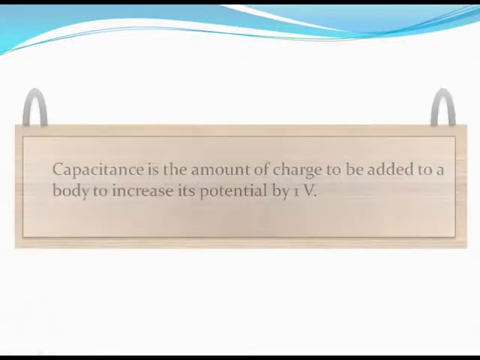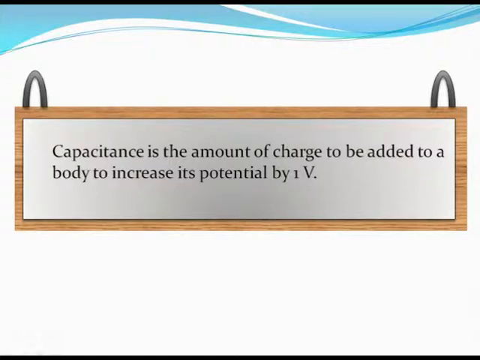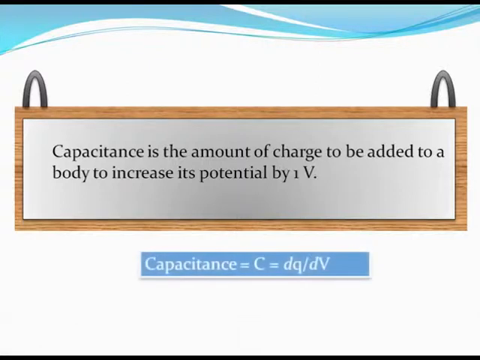And that is where the term capacitance comes in. Capacitance is the amount of charge to be added to a body to increase its potential by 1 volt. So if you take any body in the world, capacitance basically refers to the amount of charge that must be added to that body to increase its potential by 1 volt. So you can say that capacitance, which is represented by the symbol C, is simply dq by dV, the amount of charge to be added for a certain increase in potential to be obtained, isn't it?